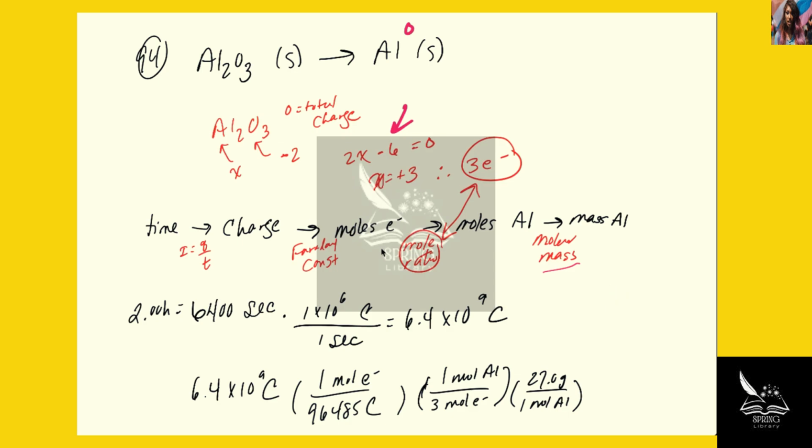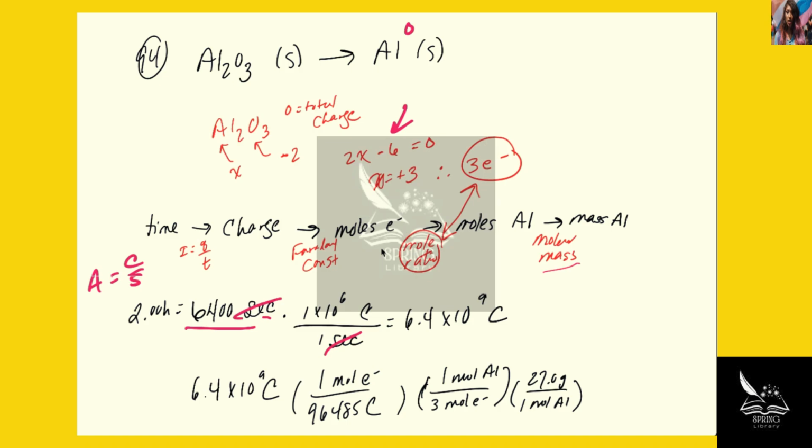So what we need to do is get the time in seconds, which is key because the amps that are given is coulombs per second. So we just need to get time in seconds, so that's 6,400 seconds, and then multiply that by 1 times 10 to the 6 amps, which is 1 times 10 to the 6 coulombs per second. So that will cancel seconds out, and you will be left with the charge.